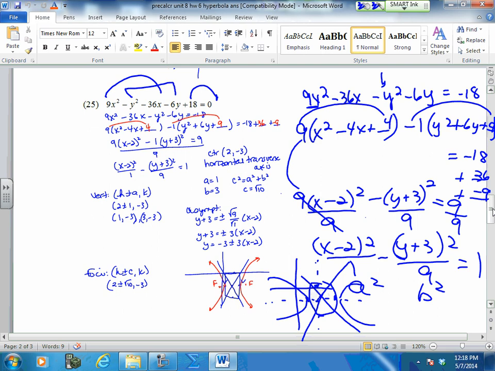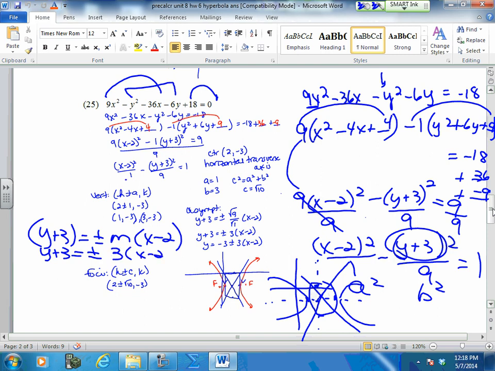Your asymptotes, guys, again, start like this. Take the y plus 3. Easiest way to start. Here's your x guy, x minus 2. Easiest way: slope is the change in y over the change in x. Square root of the y denominator over square root of the x denominator. So keep this plus or minus, look at your y, take the square root, 3 over 1, 3. There you go.